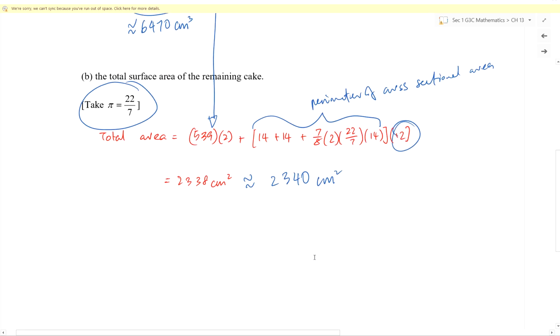Anybody needs more time for this page, for this question? Raise a non-writing hand.